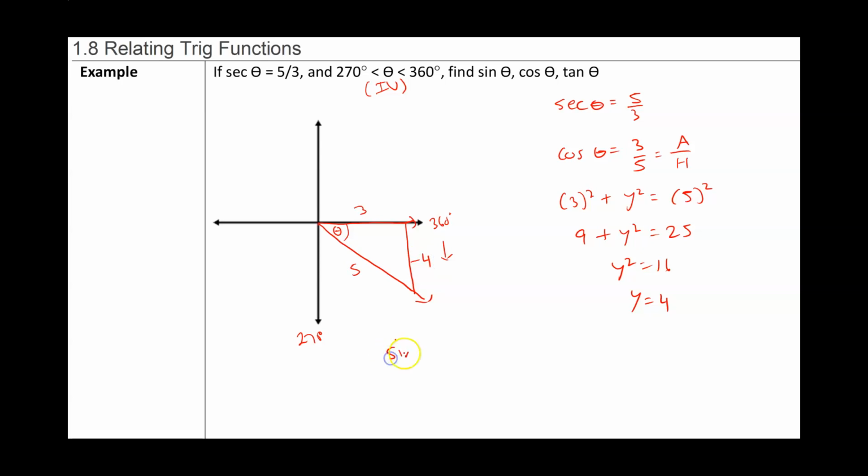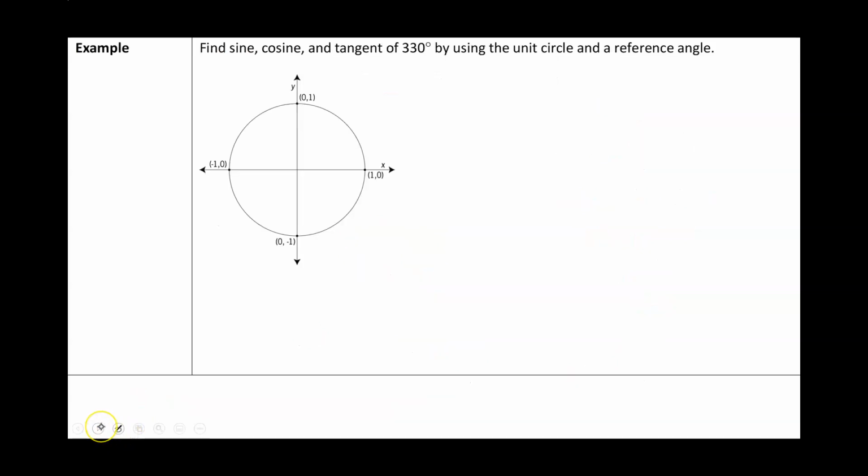Okay, once we have that, we know that sine of theta is opposite over hypotenuse. Cosine of theta is adjacent over hypotenuse. And tangent of theta is opposite over adjacent. That's it. Let's do the next one, number 2.